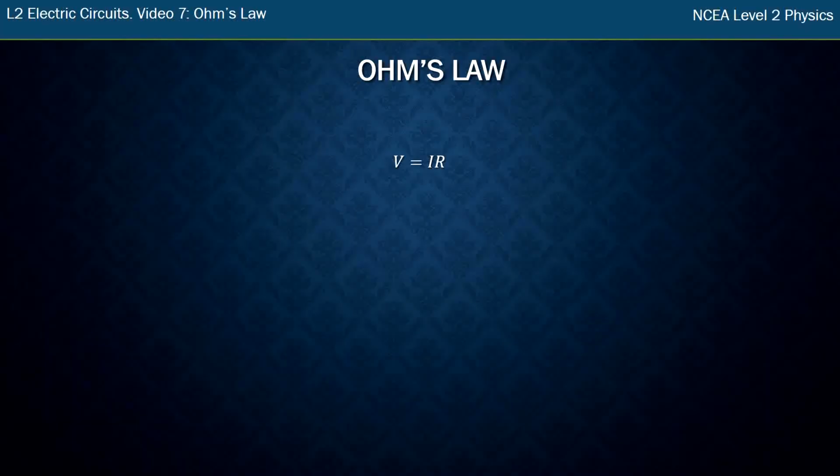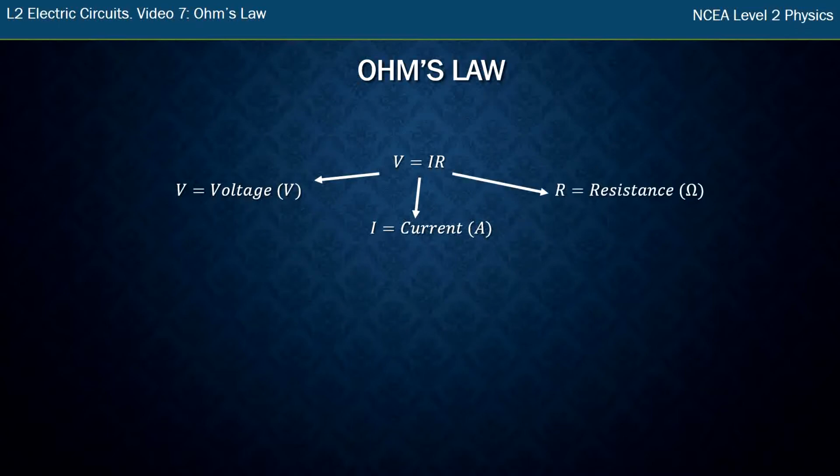This is the 7th video in the electric circuit series where we're going to look at Ohm's law. So Ohm's law is a relationship between voltage, current and resistance, and it's a linear relationship. V is voltage, I is the symbol for current, as we know measured in amps, and R is the symbol for resistance, measured in ohms.